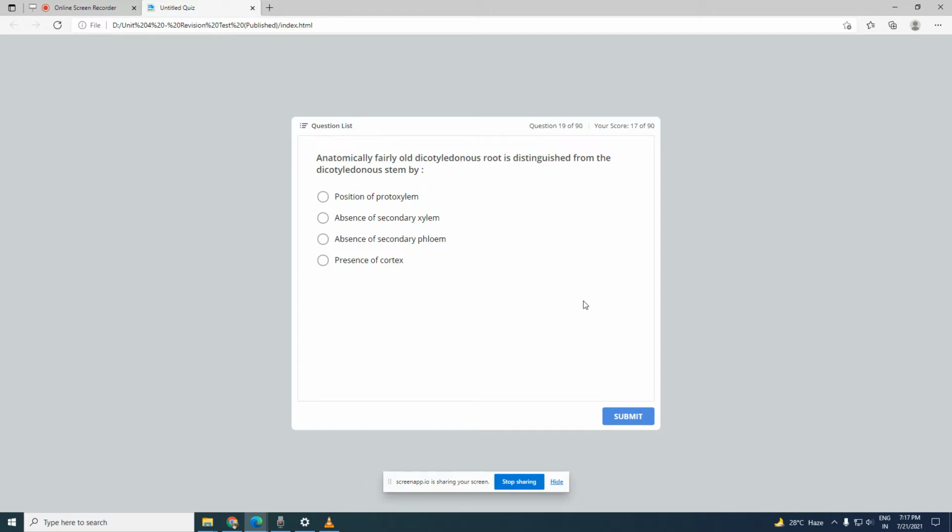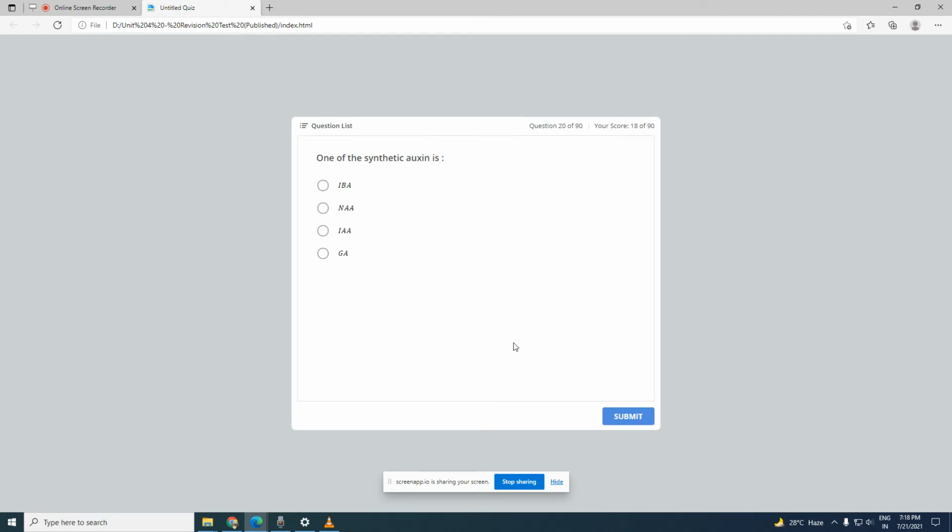Anatomically, a fairly old dicotyledonous root is distinguished from the dicotyledonous stem by the position of protoxylem, the absence of the secondary xylem, the absence of the secondary phloem, the presence of the cortex. I think one or two questions are repeated. Let me correct in the next video. I have to check whether I'm repeating any questions or not. Anyway, what is the answer? The right answer for question number 19 is the position of protoxylem.